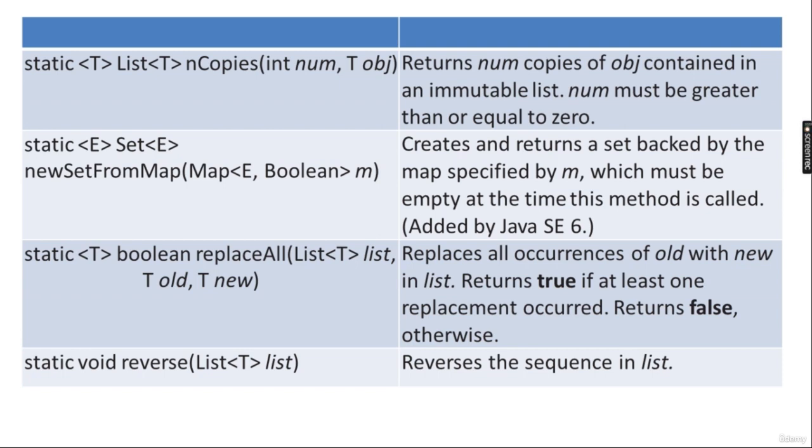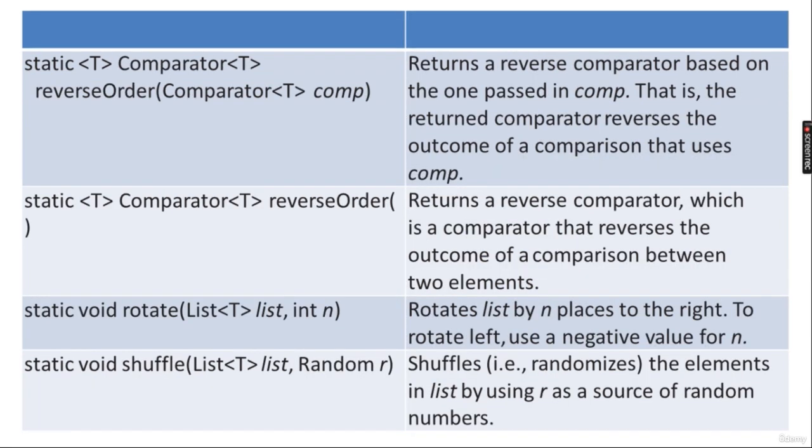static <E> Set<E> newSetFromMap(Map<E,Boolean> m) creates and returns a set backed by the map specified by m, which must be empty at the time this method is called. Added by Java 6. static <T> boolean replaceAll(List<T> list, T old, T new) replaces all occurrences of old with new in the list; returns true if at least one replacement occurred, false otherwise. static void reverse(List<T> list) reverses the sequence in the list.